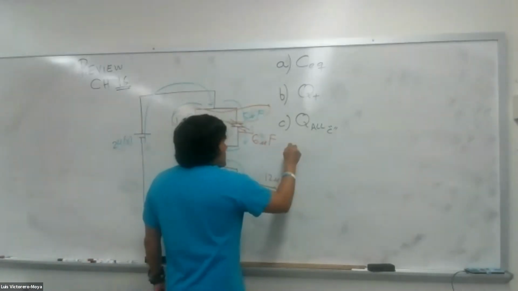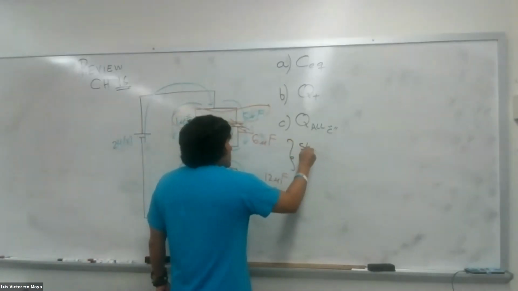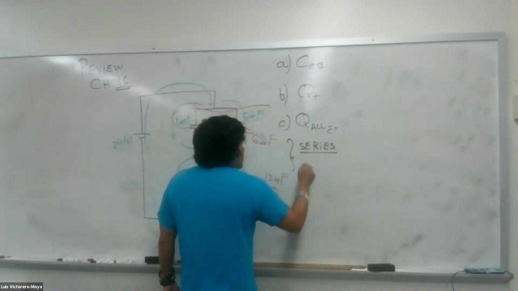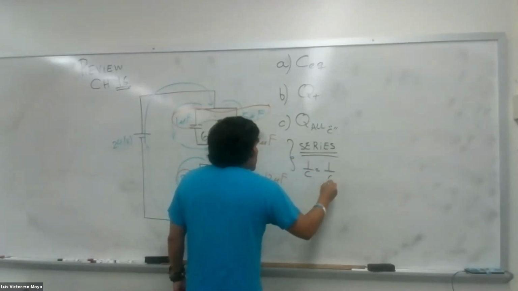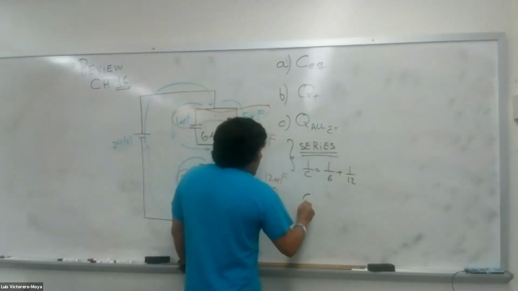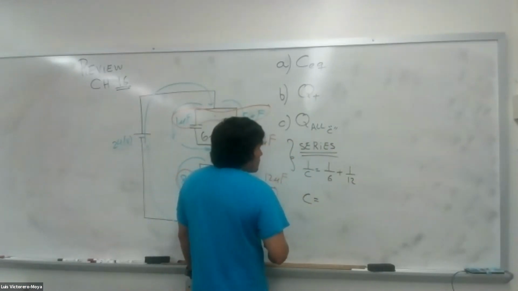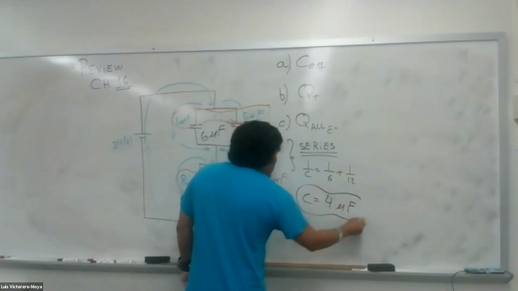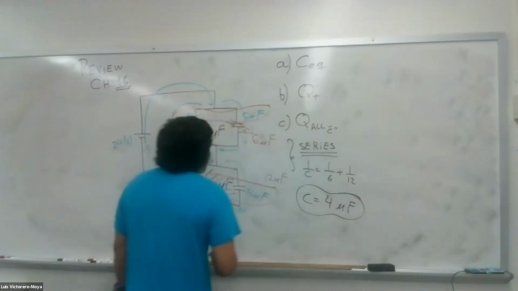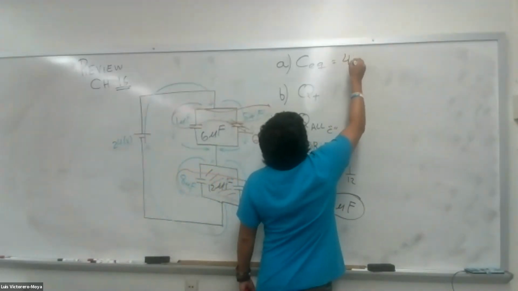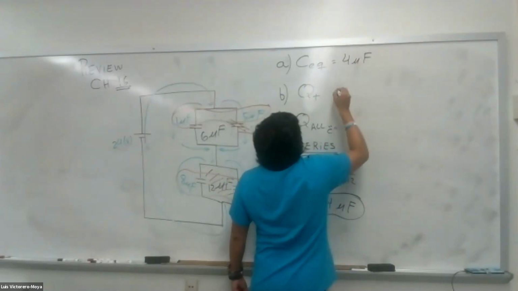But 12 and 6 are in series. Capacitors in series, like this. So how much is the capacitance? 4 microfarads. That happens to be your CEQ. So the CEQ is 4 micros.